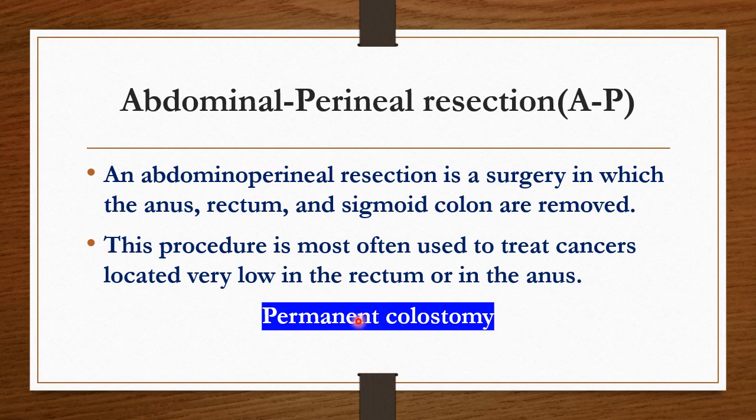Okay, less than 5 centimeters from the anal verge and distal to it will end up in most cases for an abdominal perineal resection or AP resection. And in this operation a permanent colostomy is created by the descending colon in the left iliac fossa.